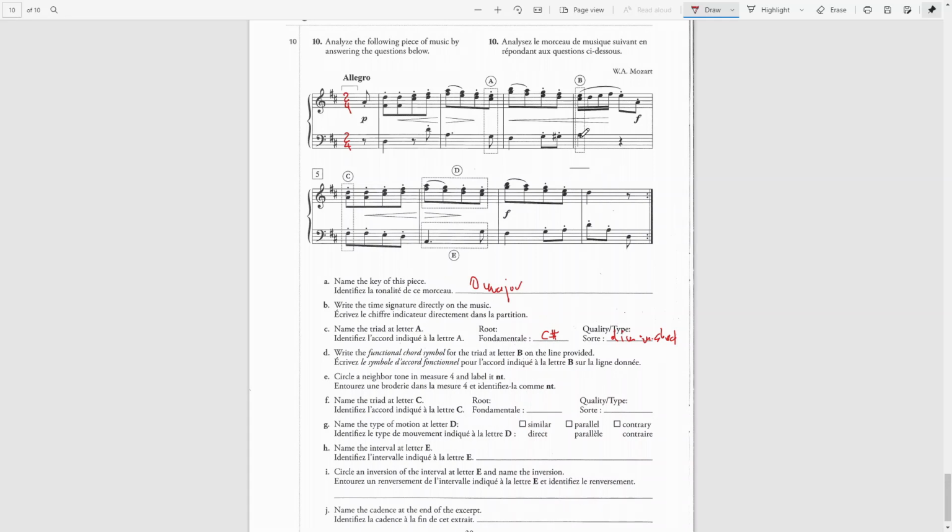and it is a major triad because from A to C sharp is a major third, and from A to E is a perfect fifth. And in the key of D major, A is the fifth note. Therefore, this is a dominant triad in root position. And the Roman numeral 5 will be the functional chord symbol.